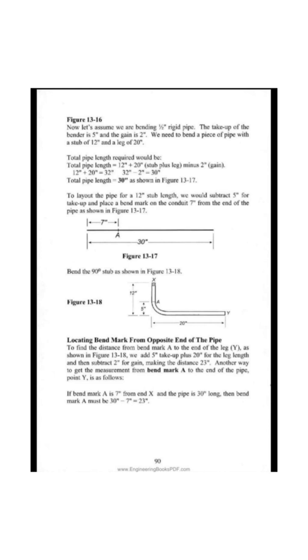Another way to get the measurement from bend mark A to the end of the pipe, point Y, is as follows. If bend mark A is 7 inches from end X and the pipe is 30 inches long, then bend mark A must be 30 inches minus 7 inches equals 23.